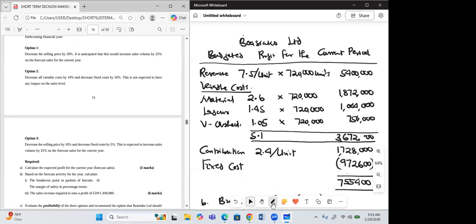Come on, let me write this thing. Let's take our time. People will be watching. Please pick your figures from here first before we go. 3,672,000. And fixed cost is 972,600. Exactly.